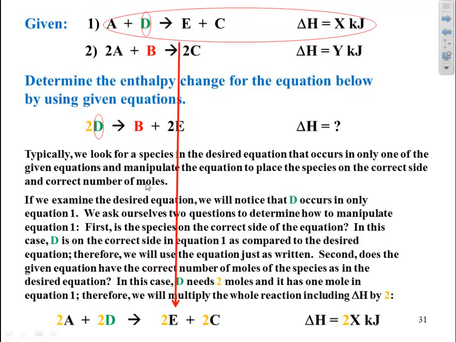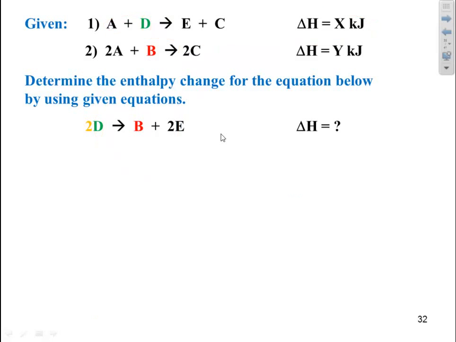So what I end up with is, this first given, I manipulated it. It is 2A plus 2D gives me 2E plus 2C, and my delta H now is 2x. Now I'm going to do the same thing to the second equation, but I'm going to have to look at it and see what species is available that I can manipulate to get this equation to work.